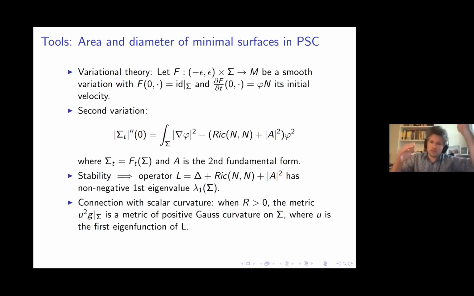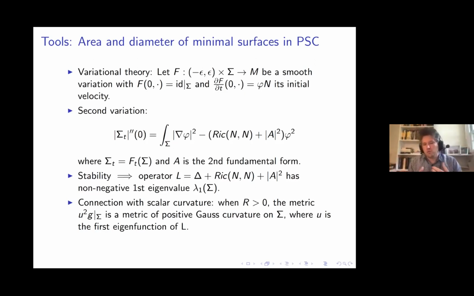This is even true in general dimensions, but in this case, let's say a surface inside a three-manifold, and that surface would have a metric of positive Gauss curvature. Okay, so in particular, it has to be a sphere. Topologically, it has to be a sphere.